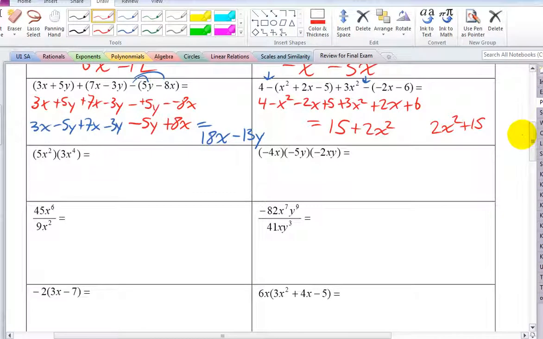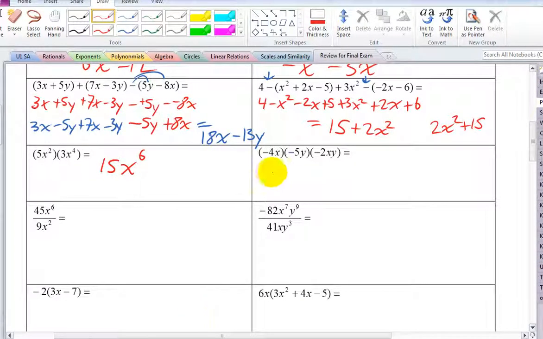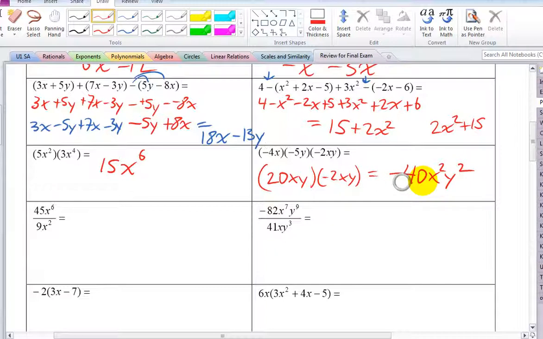Okay, multiplication now. So this is just like what we did with the exponents. Multiply your numbers. So we had 15. And what do we do with our exponents? Add. Okay, do the next question. Go. Okay, now you don't need to show the middle step. You can go right to your answer. That's a pretty simplistic question.